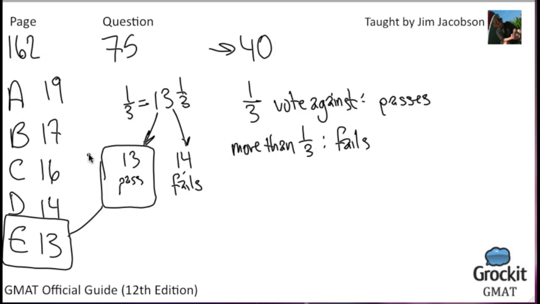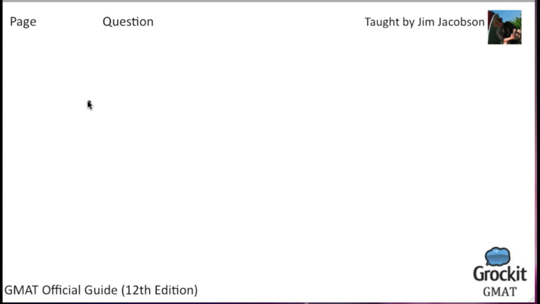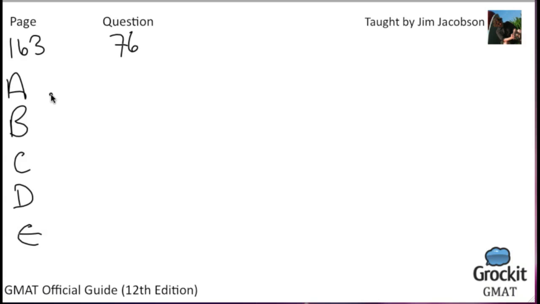And I think we have time for one more. I can fit one more in here. So on to page 163, new page dawns on us, number 76. We have $900, $720, $675, $450, and $225.